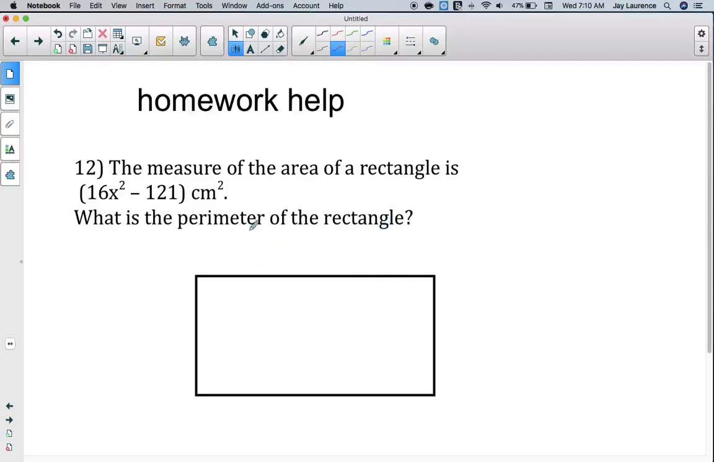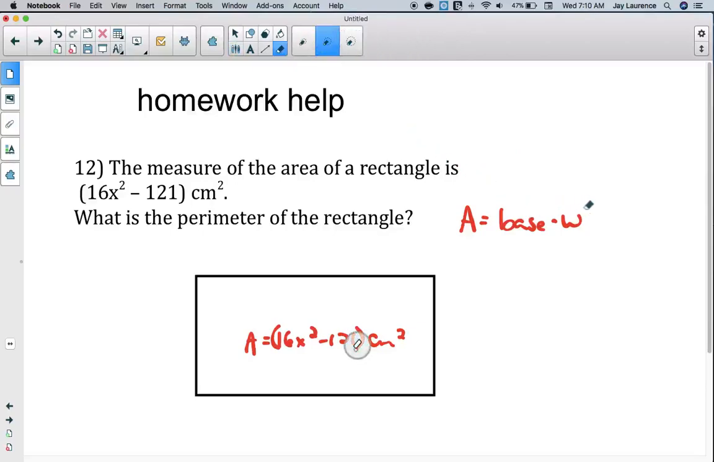All right, anyway, so I know the area of this rectangle is 16x squared minus 121 centimeters squared. And I also know that to get the area of a rectangle, we can use the formula base times height. Some of you like to use length times width. I don't like that, but that's okay. It still works. Sorry, I was talking about length and width, and so I started to write width. Height. There we go.